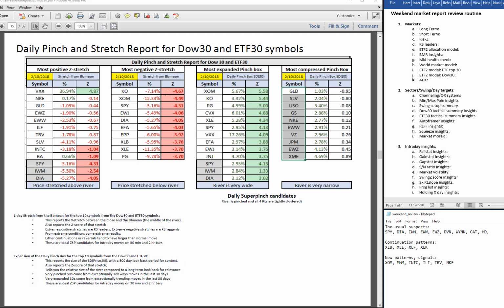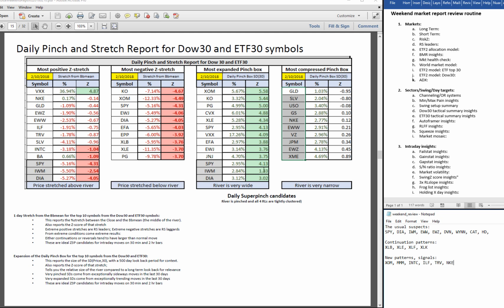These are the symbols that are the furthest SDs below their Bollinger Band mean in the middle of the river, and further weakness in these makes them candidates for continuation. You can see that we've got materials and energy already on the list, and we're already doing the diamonds.